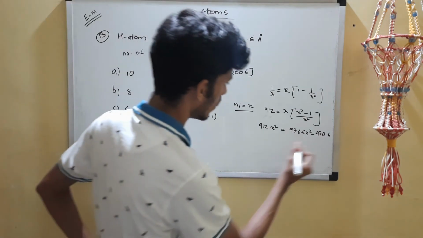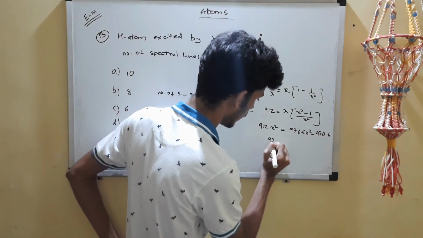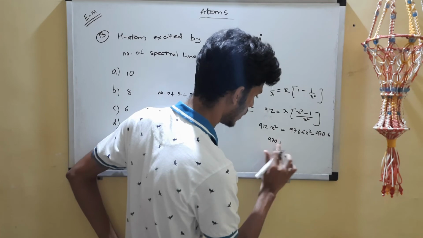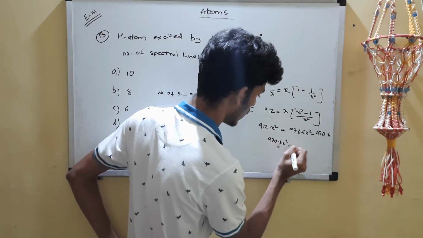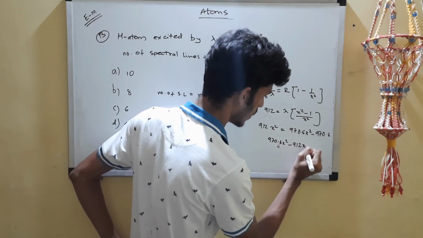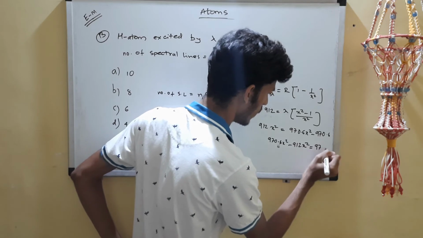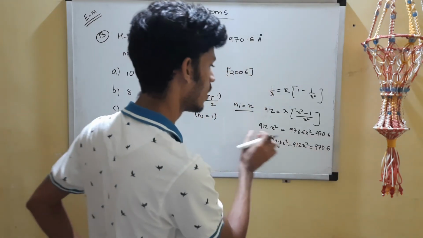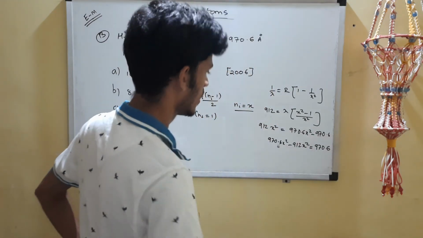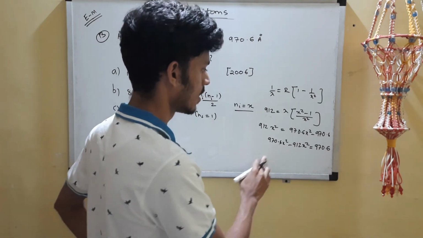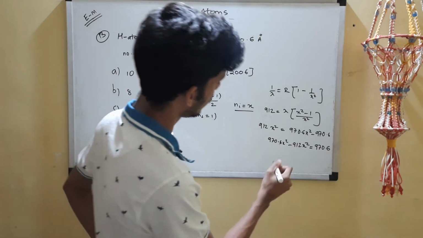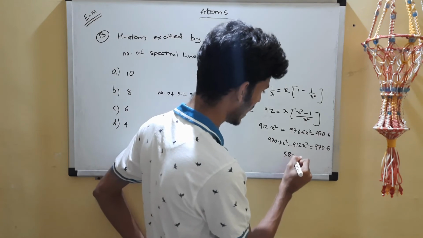Yes. So from here you can get 970.6 x square minus 912 x square is equal to 970.6. I just took this to this side, this to that side. Now when you subtract this, you'll get around 58, right? Around 58.